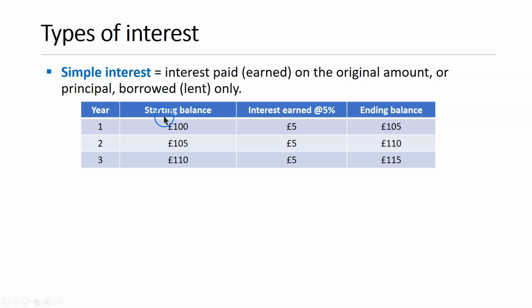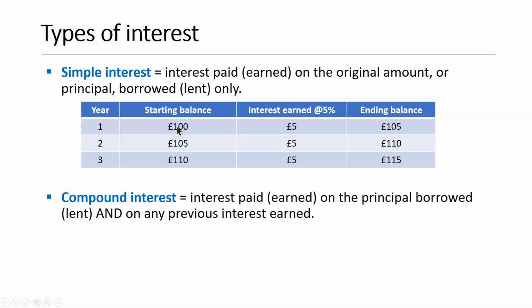Simple example: you pay, let's say, £100 into your savings account at 5% return. At the end of the first year, your end balance will be £105. You've earned £5 during this year. At the end of the second year, your balance will be £110. You've earned the same amount, 5% on the original amount only. At the end of the third year, you've accumulated £115 because you still earned 5%, £5 on the original amount, on the principal only. This is what simple interest is.